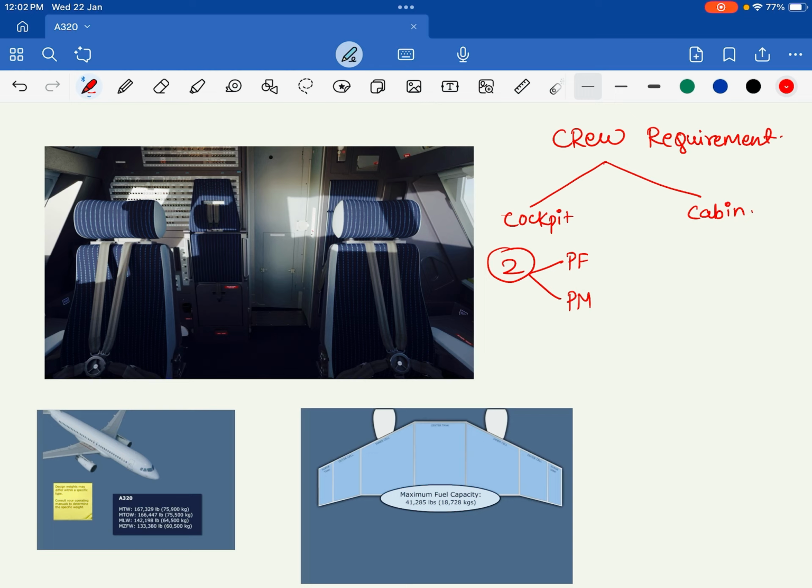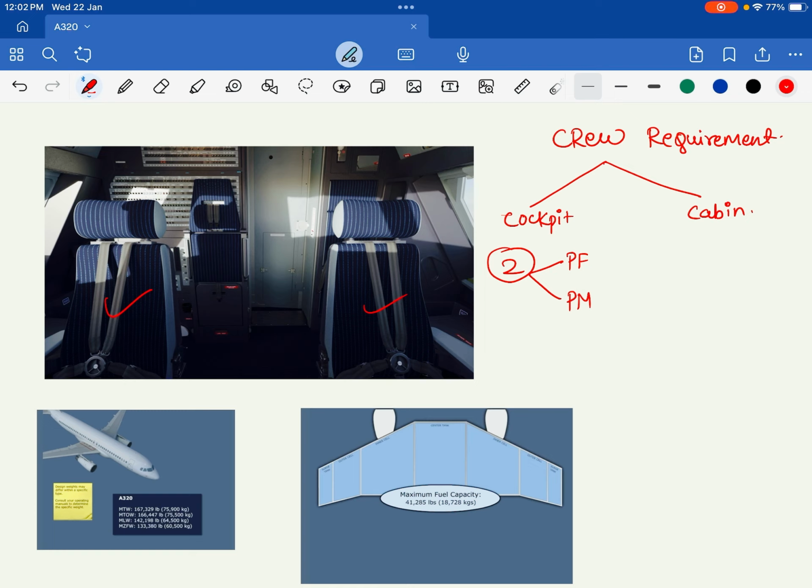So what are their roles? Pilot flying is the one who will fly the aircraft. Pilot monitoring is the one who will look after the communication, who will do the monitoring of the systems and engine parameters, and who will also cross check all the actions which PF is taking. So he has to monitor the pilot flying also at the same time. So more workload for the PM. So here is PM and here is PF. PF and PM roles can vary.